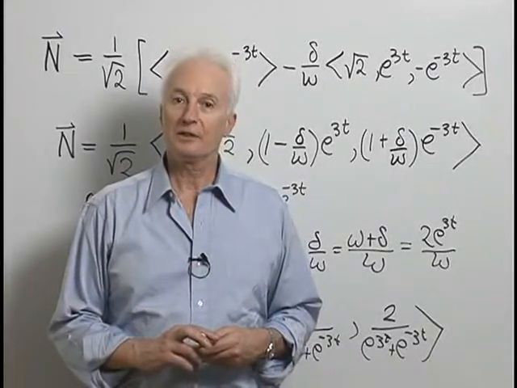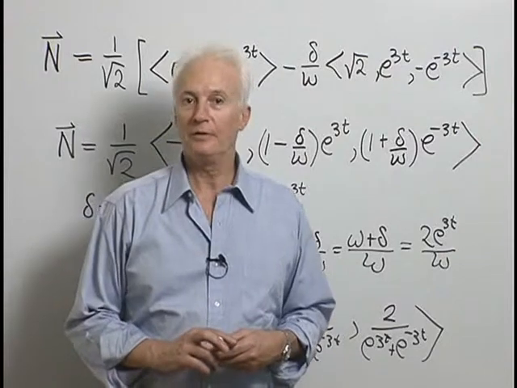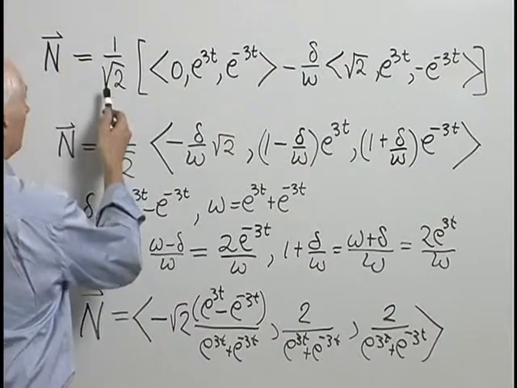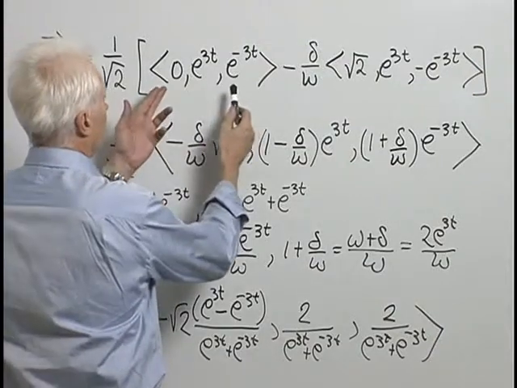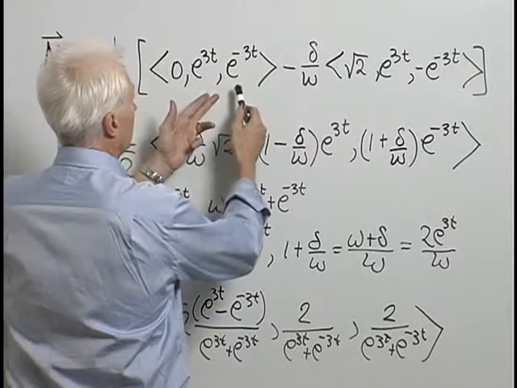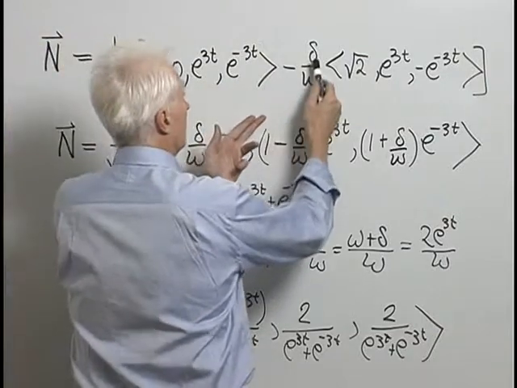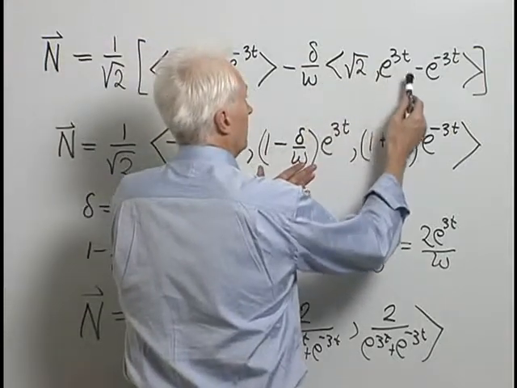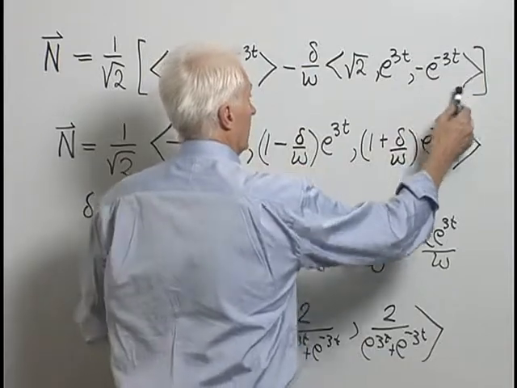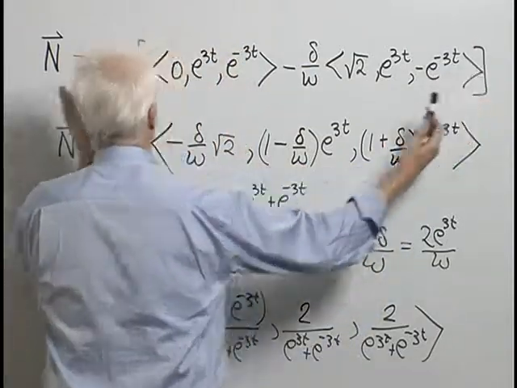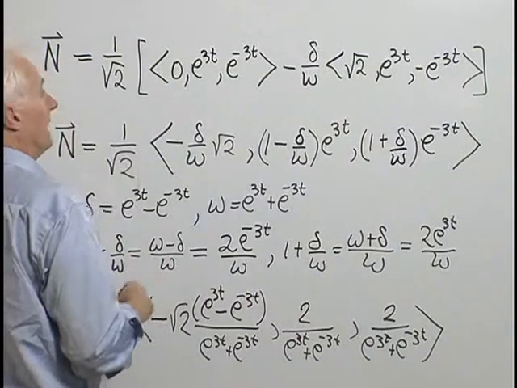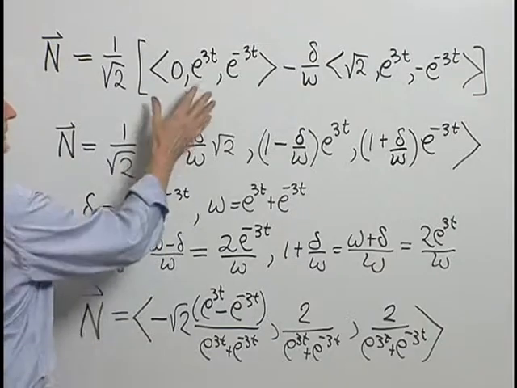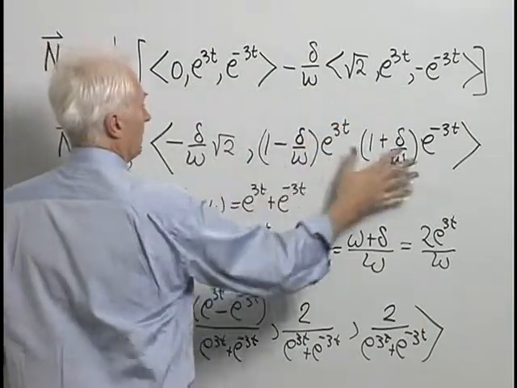All right, we've got an expression now for our unit normal vector to the curve. And just to review, it's n equals 1 over square root 2 times ⟨0, e^(3t), e^(−3t)⟩ minus delta over w ⟨√2, e^(3t), −e^(−3t)⟩. This is all multiplied by 1 over root 2. That is, we easily factor out the 1 over root 2 from everything, so that it's easy now to do the vector operations to find the components.